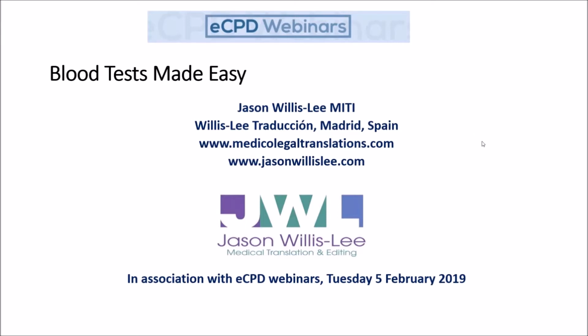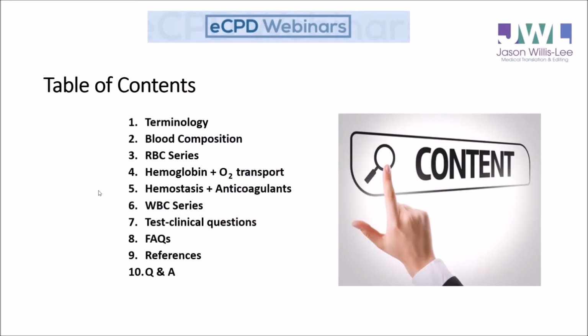Okay, so moving swiftly on, this is basically my agenda for the next hour. I'll help you with some terminology. We'll look at the composition of blood in a cellular sense. We'll look at red blood cells. We will specifically look at hemoglobin, which is the oxygen transporting molecule. We'll talk a bit about clotting, the fancy word for which is hemostasis. We'll talk about white blood cells.